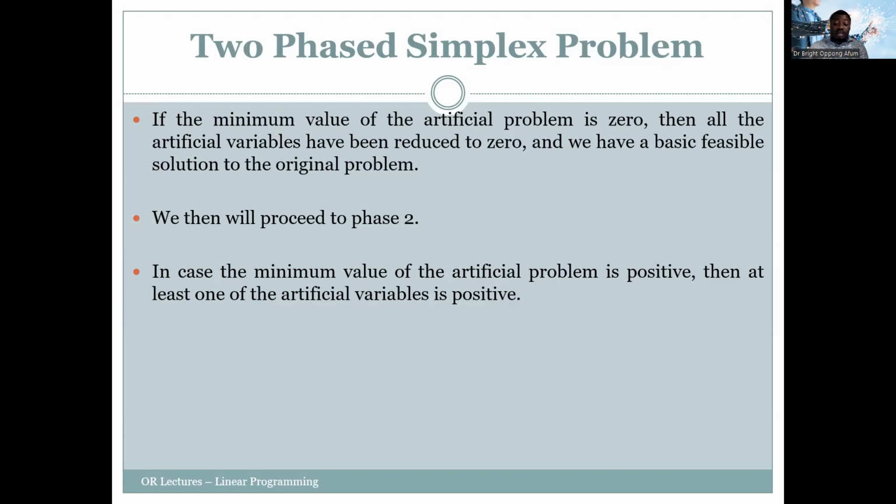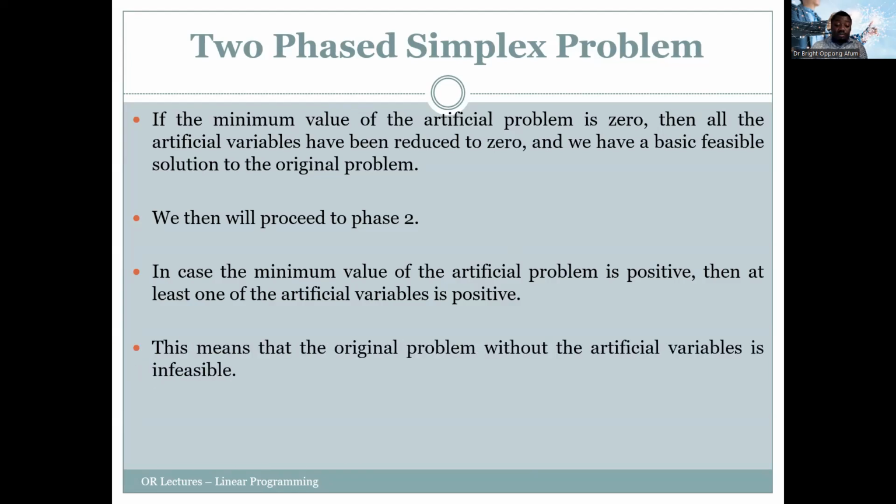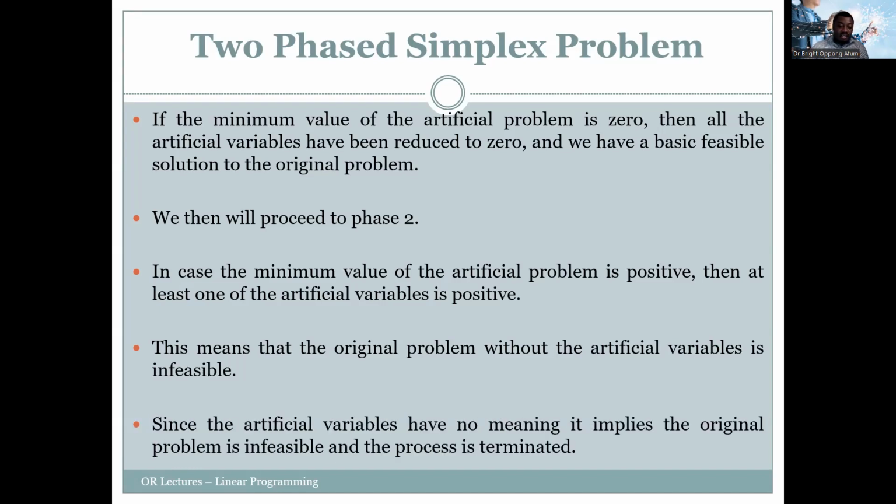However, when you solve the simplex in the first phase and the artificial variables are positive, that is, they do not leave the solution basis, then at least we can say that one of the artificial variables is positive. This means that the original problem without the artificial variables is infeasible, right? Since the artificial variables have no meaning, it implies that the original problem is infeasible and the process is terminated. So when you solve the first phase and the artificial variables do not leave the solution basis, you end there, saying that it is infeasible.